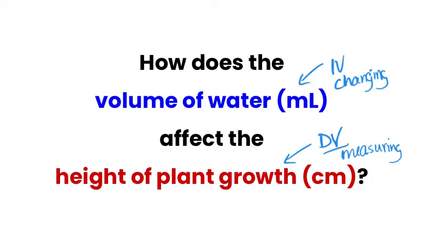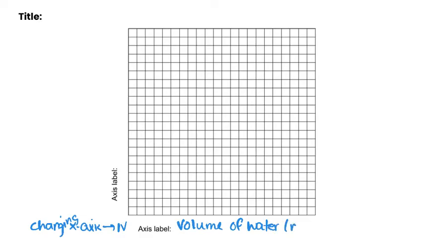through a graph. So to set up our graph, the first thing we want to do is decide which axis the independent variable goes on and which one the dependent variable goes on. By default, always your independent variable is on your x-axis. Okay, so this is what you are changing. So in our example here, on the x-axis, the volume of water is what we are changing. So we're going to write volume of water as our axis label. And then we're also going to put the units down here in milliliters.